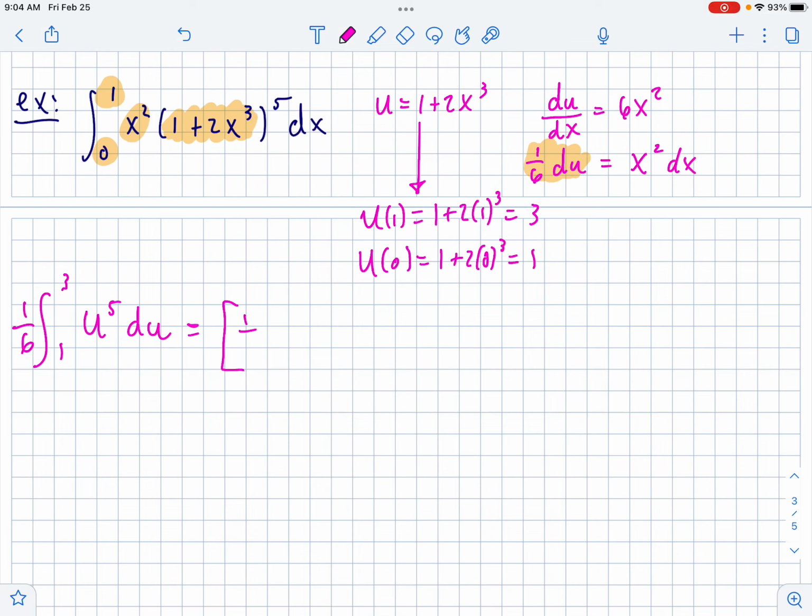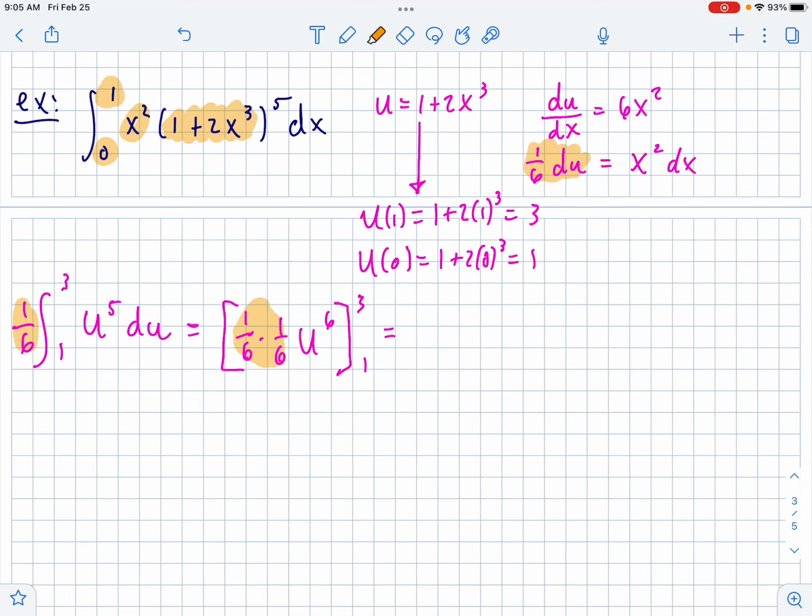Then we take the antiderivative. This becomes 1/6 u to the 6. Oh, and there's going to be a 1/6 on the outside. So we're going to have double 1/6. So the first 1/6 is this guy. Then there's another 1/6 when you do your antiderivative power rule. So this is 1/6 u to the 6. Then the whole thing goes from 1 to 3.